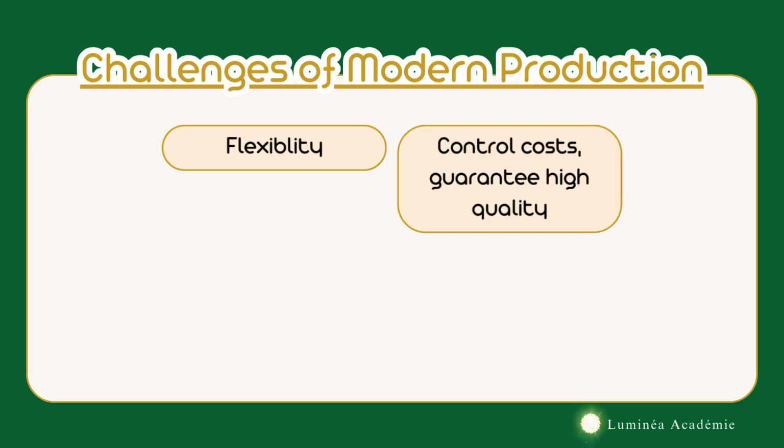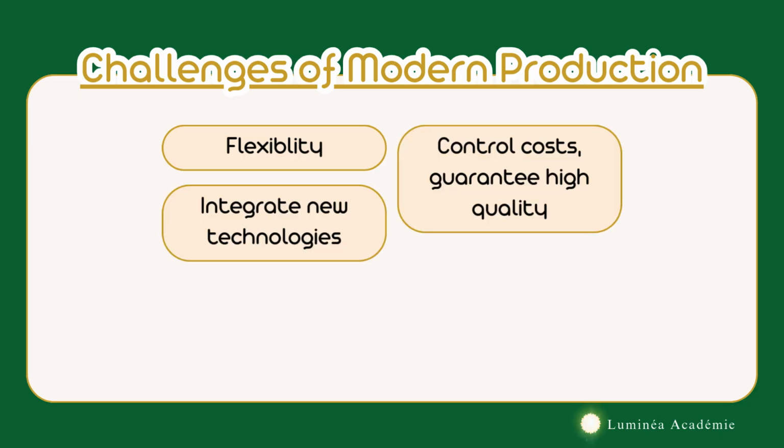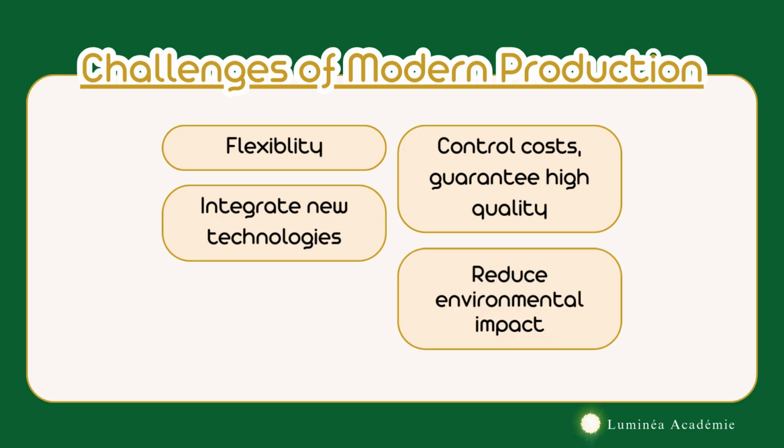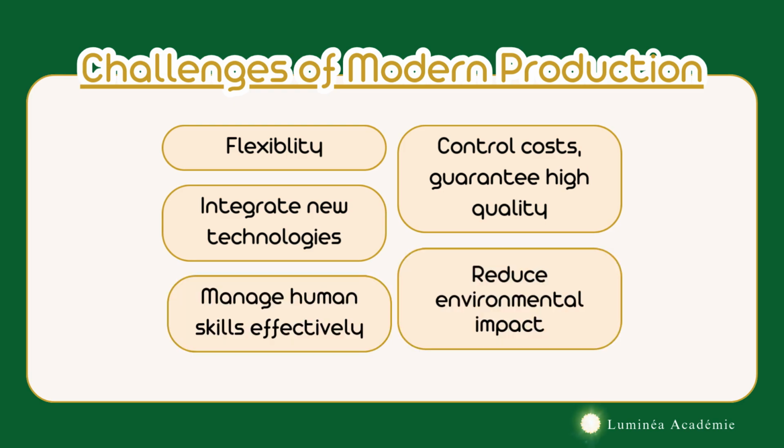Finally, modern production faces several major challenges. Companies must be flexible and responsive to market changes, control costs, guarantee high quality, integrate new technologies, reduce environmental impact, and manage human skills effectively. Today's production process is therefore a strategic function that balances performance, innovation, sustainability, and customer satisfaction.